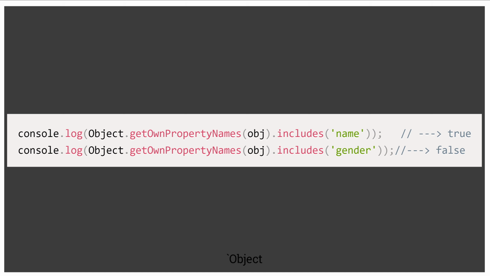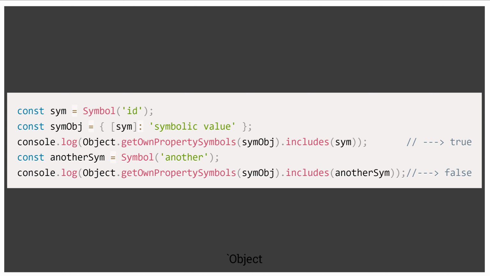12. Object.getOwnPropertyNames. Pros: Returns an array of all own property names, including non-enumerable properties. Cons: Inefficient for large objects because it creates an array of all property names.